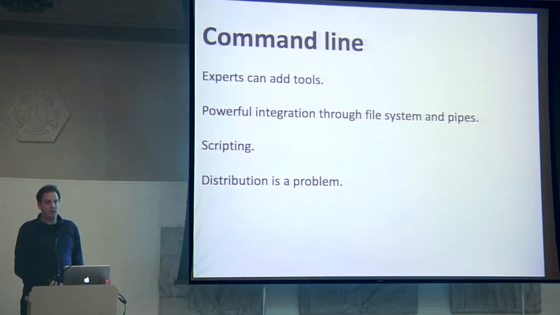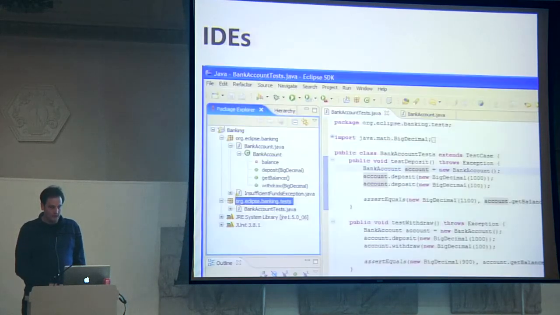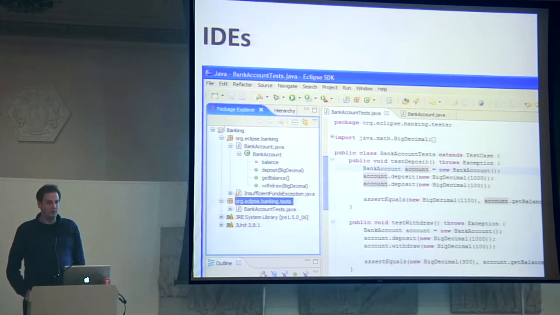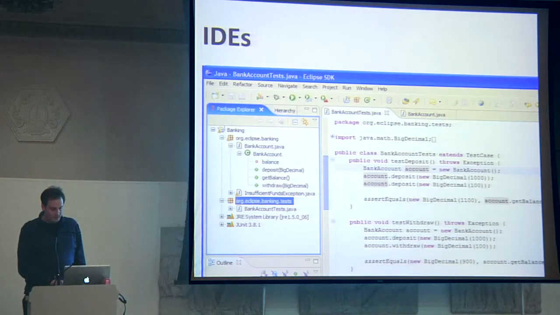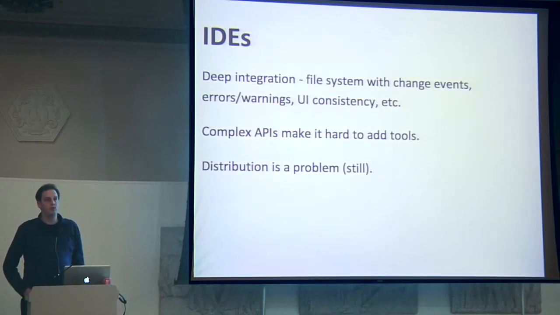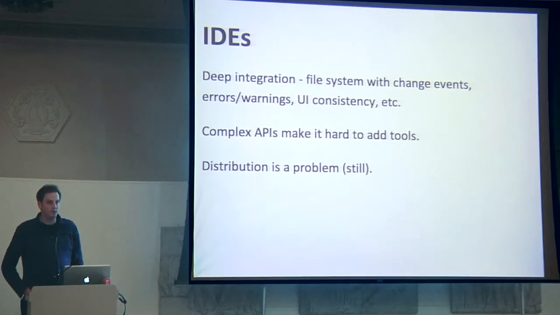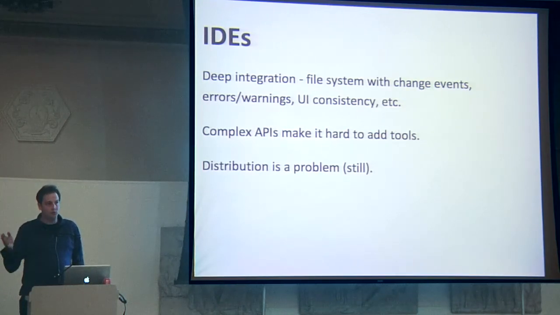You have all these tools and you can add whatever you want. So there's another way of doing software development, and that's those big IDEs. This is the one that I've been working on for a couple of years. And IDEs give you deeper integration. So for example, in Eclipse, you get not only the file system, but you get change events as an Eclipse plugin. There's integration in terms of the errors and warnings all appearing in one place. There's a certain level of UI consistency. It's a UI level tool, not a command line tool, those kinds of things.